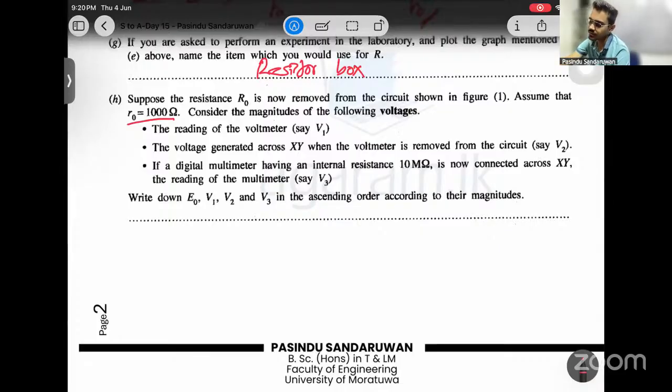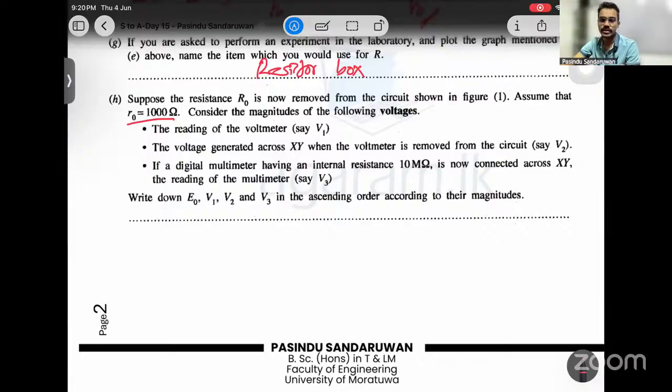Consider the magnitudes of the following voltages. First, the reading of the voltmeter, say V1. Second, the voltage generated across XY when the voltmeter is removed from the circuit. That's a good point: always when a voltmeter is connected, it absorbs the voltage, right?